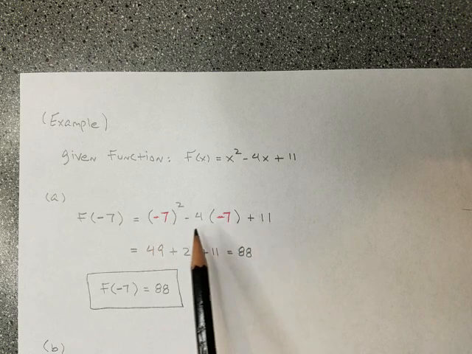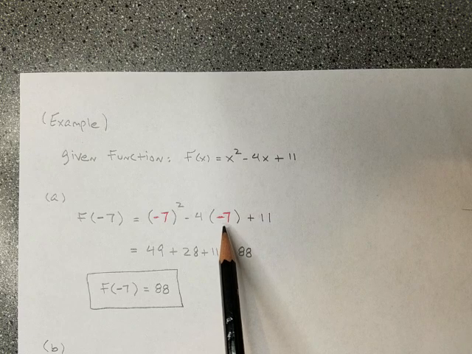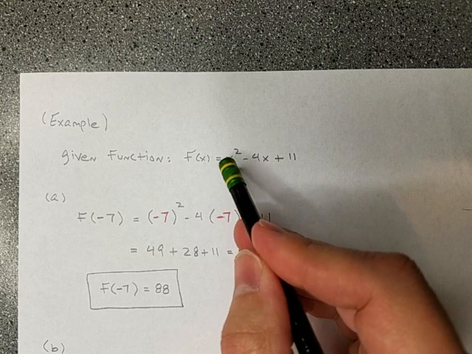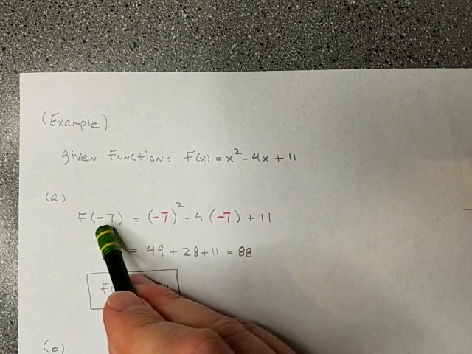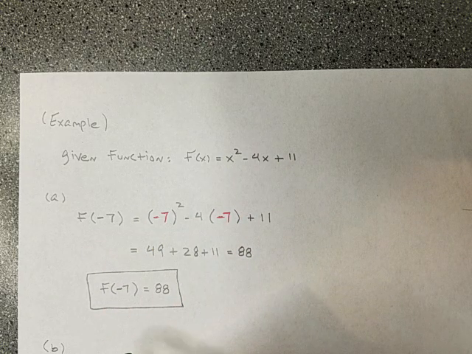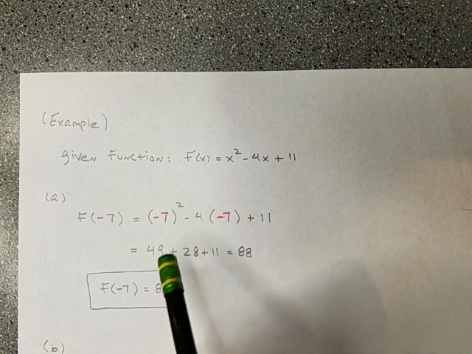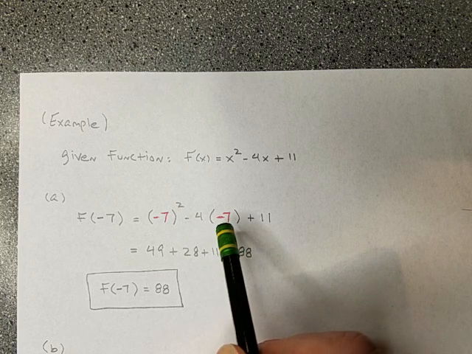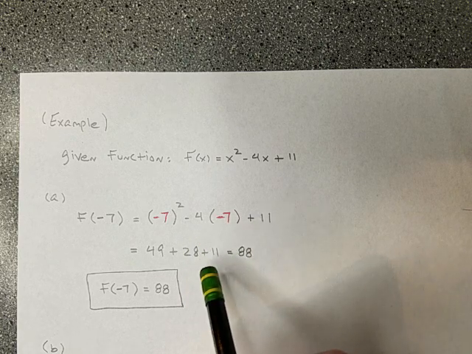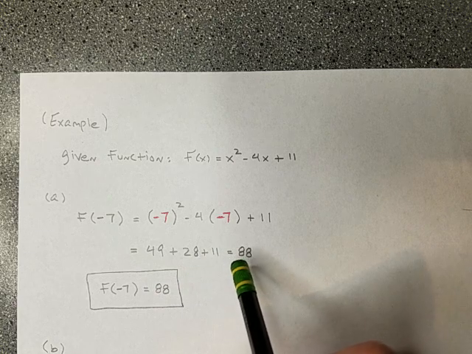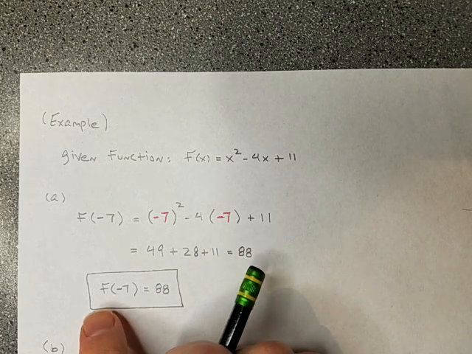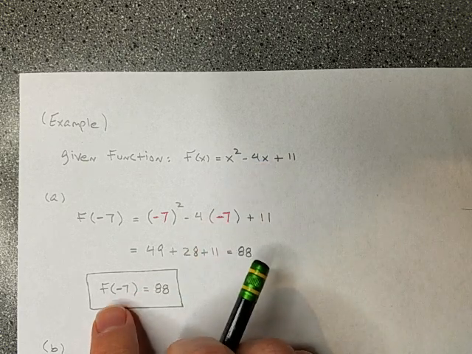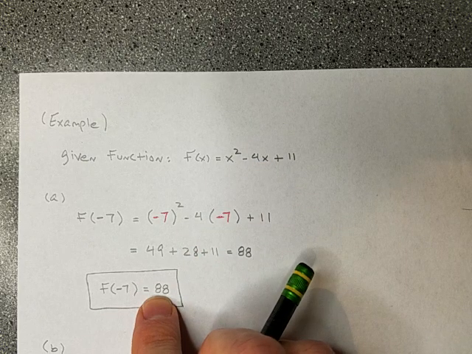Notice for emphasis, I put the negative 7 in red, okay? It's like I erased the x from this function and I put this desired input in its place. Okay? And then we just do the math, like negative 7 squared happens to be 49. Negative 4 times negative 7, that's positive 28, and plus 11, and then I combine all, that's 88. Okay? So our final answer would be that f of negative 7 is 88. In that formula, negative 7 goes in, 88 is what you get back out.